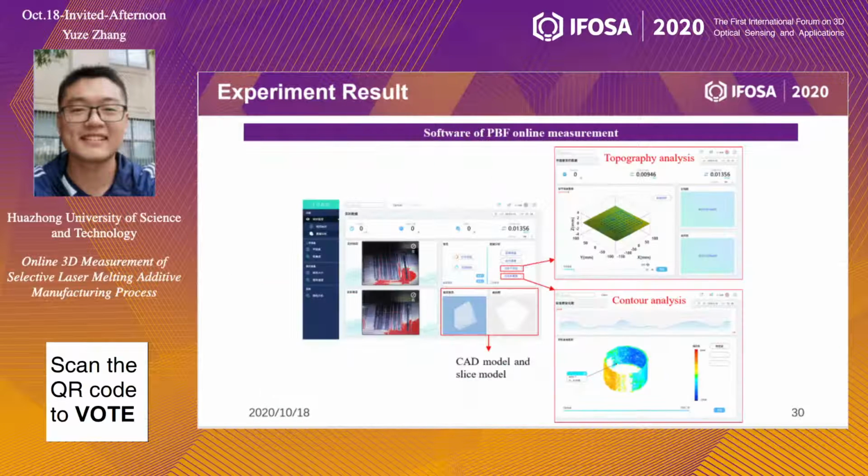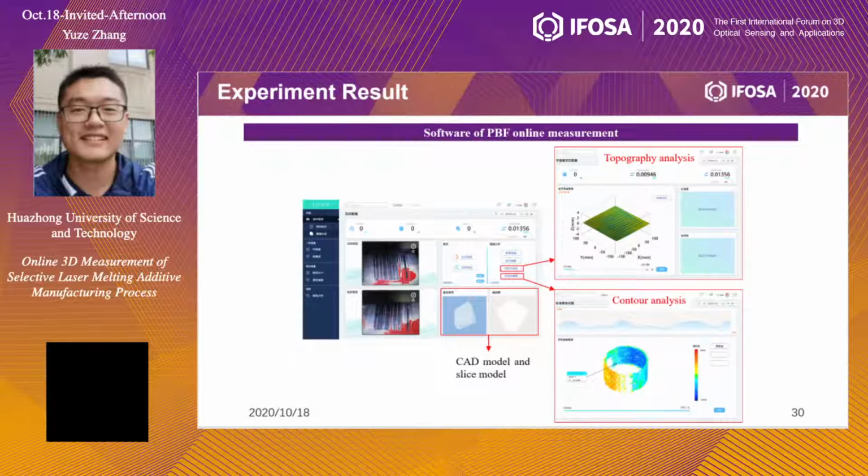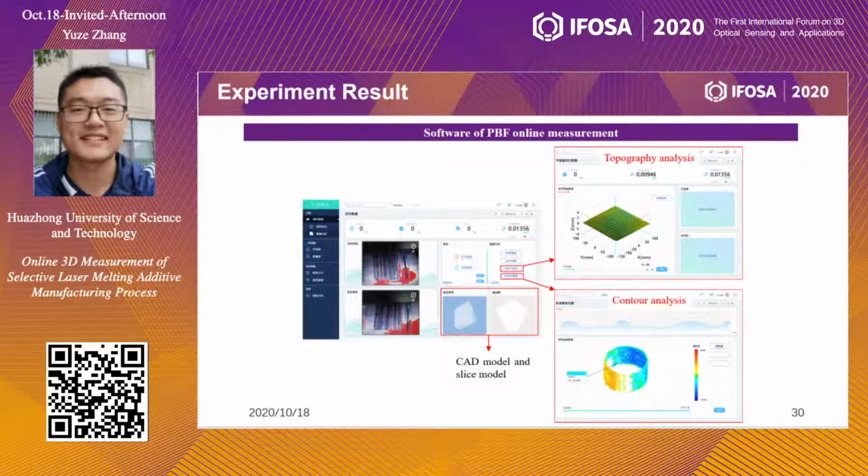This is the software we use for online measurement. It can preview the images captured by the two cameras. If you press the button of topography analysis or content analysis, it will pop up the corresponding window.